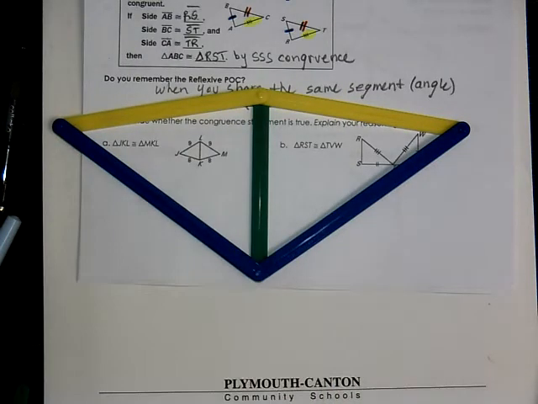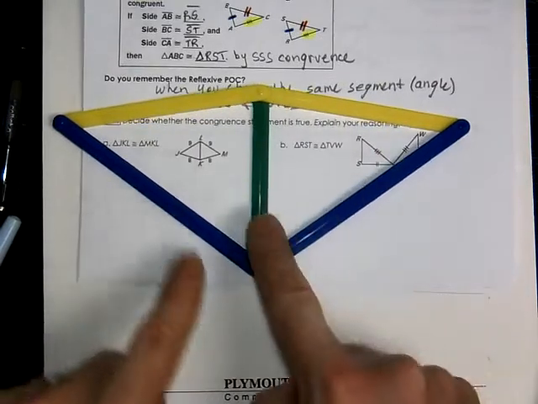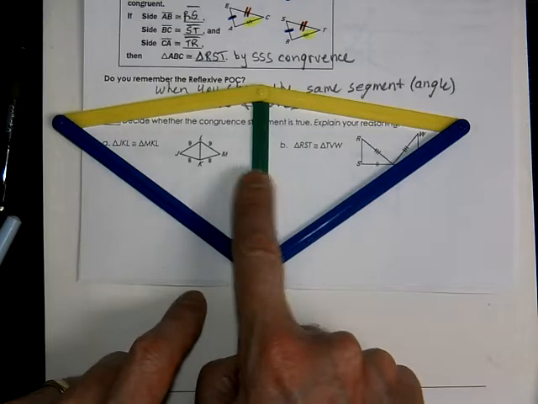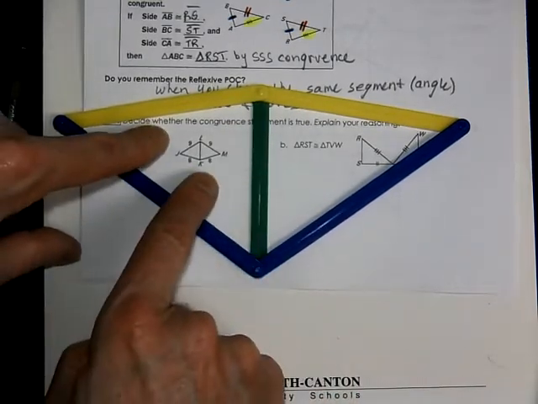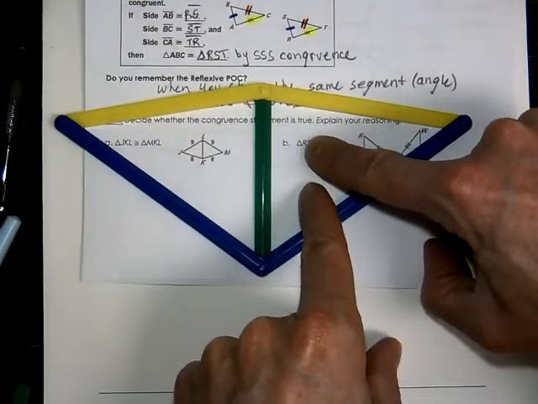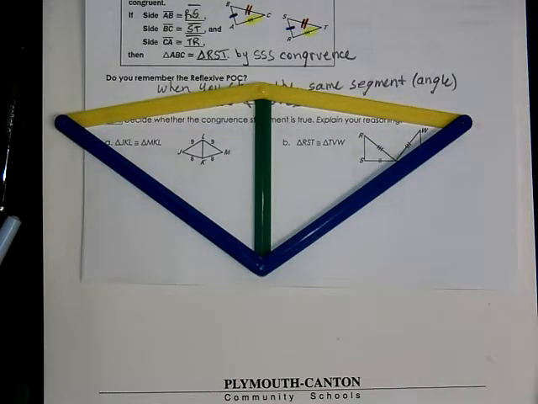But I only have a green side left. I don't have two green sides. I thought I needed 6 sides to make two triangles. I have a pair of yellows, a pair of purples, but I only have one green. This green is being shared by both triangles. So the green in the triangle to the left is the same as the green in the triangle to the right. We call that the reflexive property.